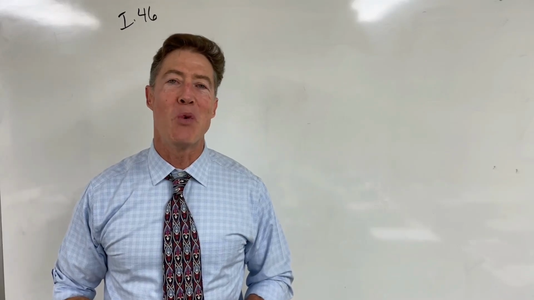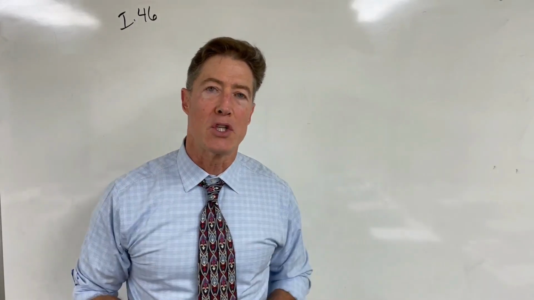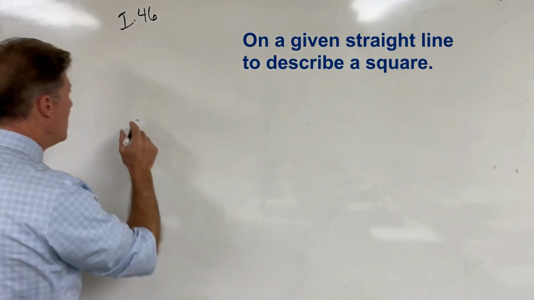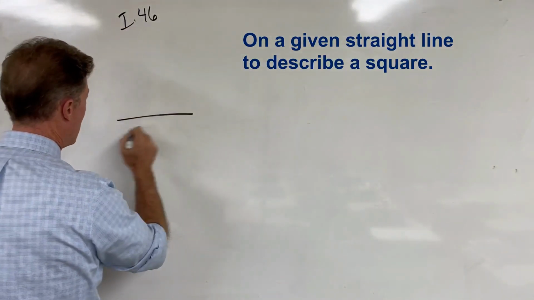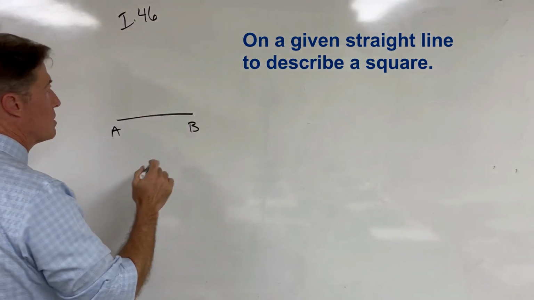Euclid's Elements, Book 1, Prop 46. On a given straight line to describe a square. So we have a given straight line, AB, and our job is to construct on this a square.